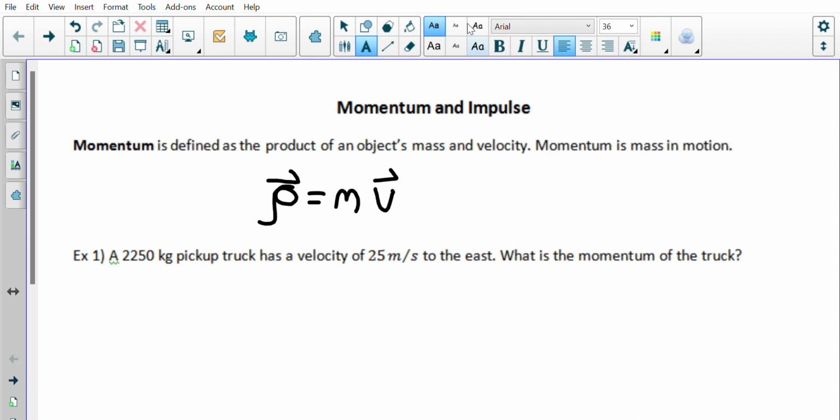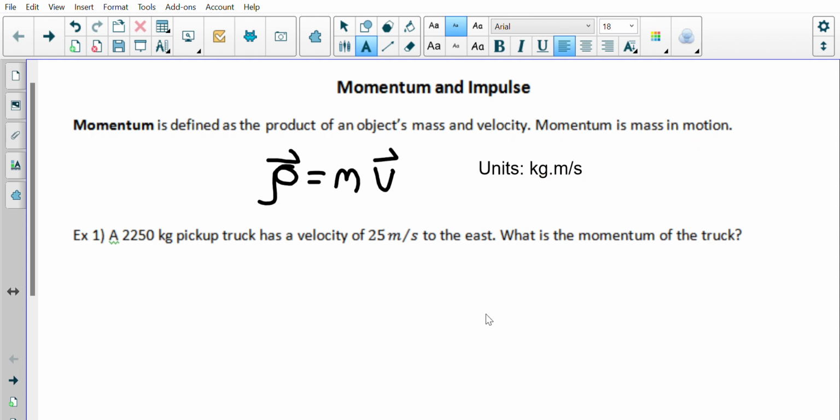Now the units for momentum, which don't really make much sense, but here they are: kilogram meter per second. There we go, so there's our units for momentum. For example, we have a 2,250 kilogram pickup truck that has a velocity of 25 meters per second to the east. There's direction involved because, again, it's a vector. What is the momentum of the truck?